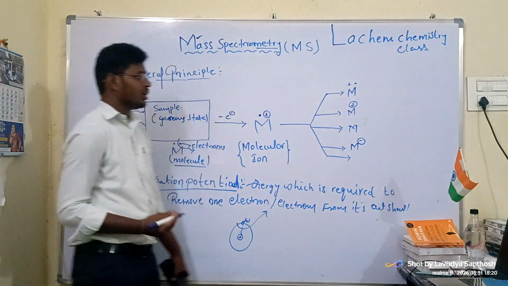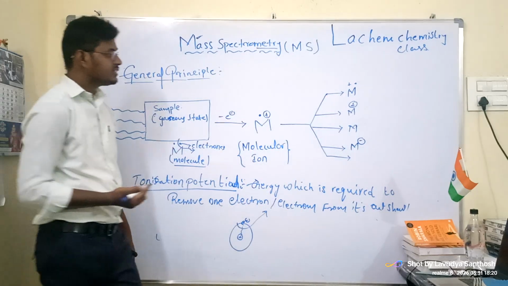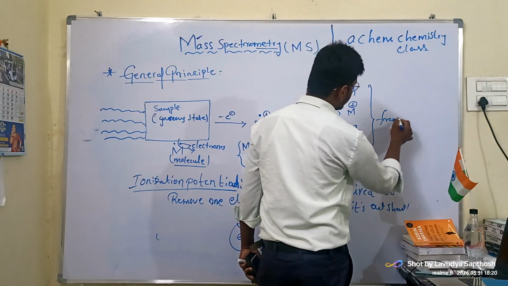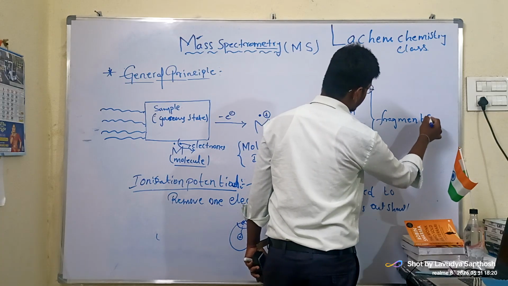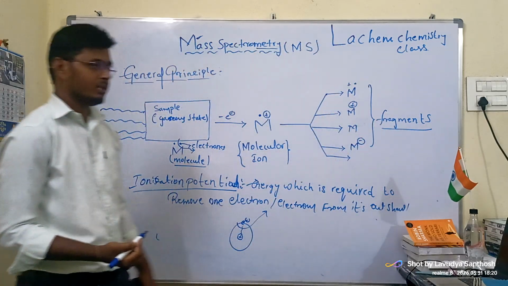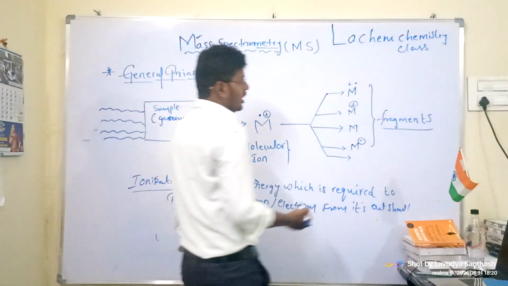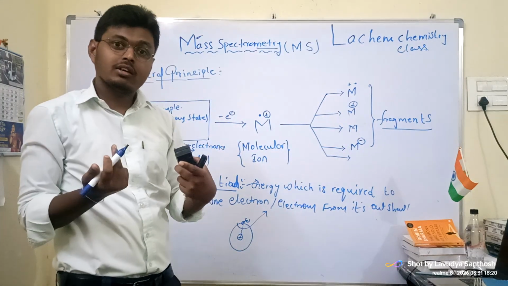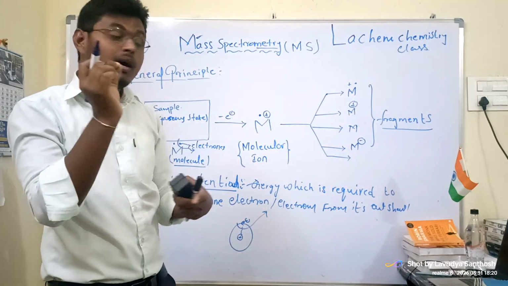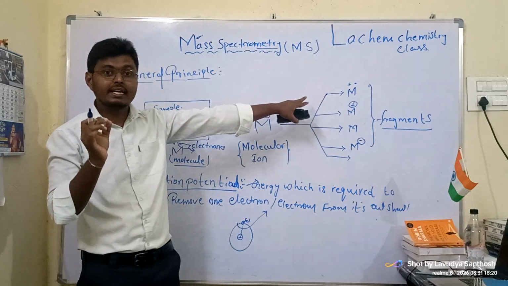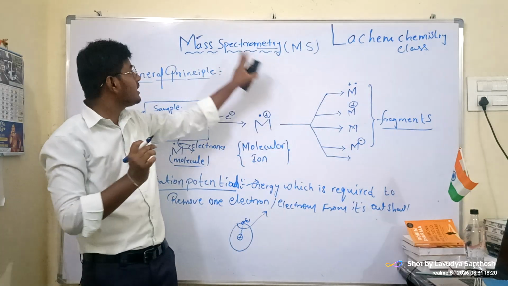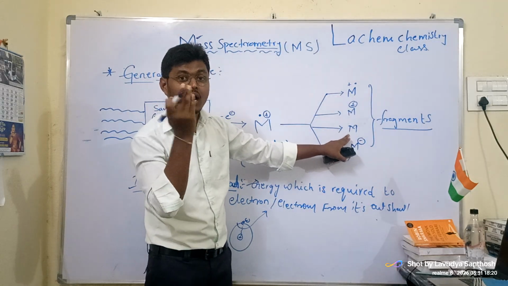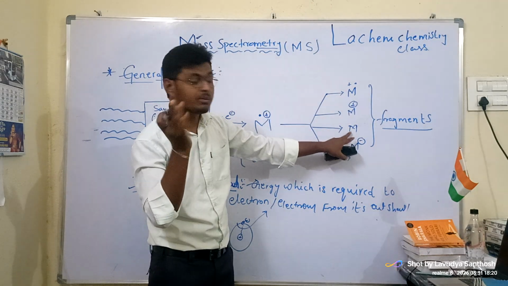Okay, so you see this, the species can be anything. These are fragments. What is this? These are fragments. Now you see, mass spectrometry is specially designed to only study the molecular cations. Cationic species can only be studied in this mass spectrometry. Neutral molecules can't be studied here.